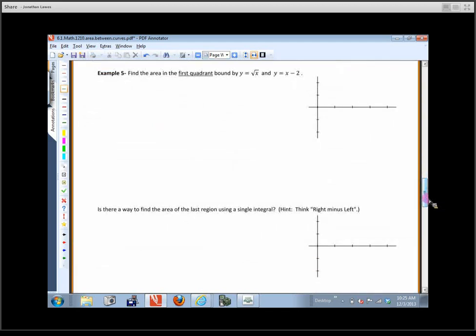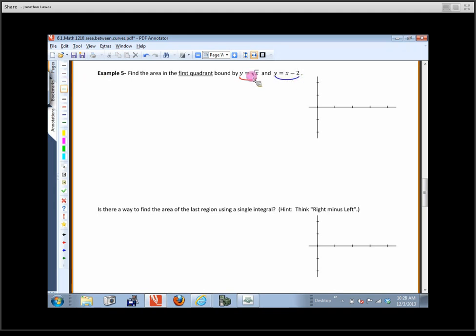Let's take a look at example 5. We're going to do this same integral several different ways. So this says, find the area in the first quadrant again, bound by y equals the square root of x and y equals x minus 2. So I'm going to do this one in red, and I'll do that one in blue. So let's think about what this looks like.